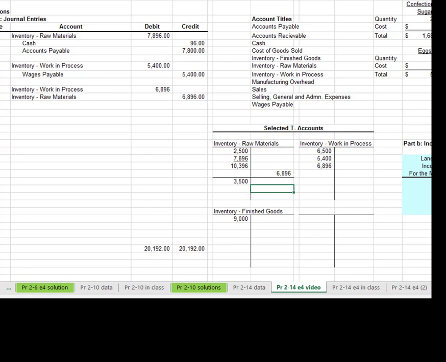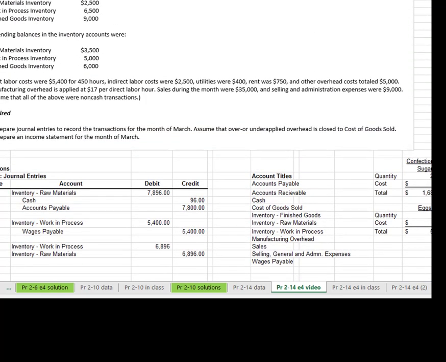Okay, let's see what's next. I'll go up here. Indirect labor costs were $2,500. Okay, utilities were $400, rent $750, and other overhead costs totaled $5,000.